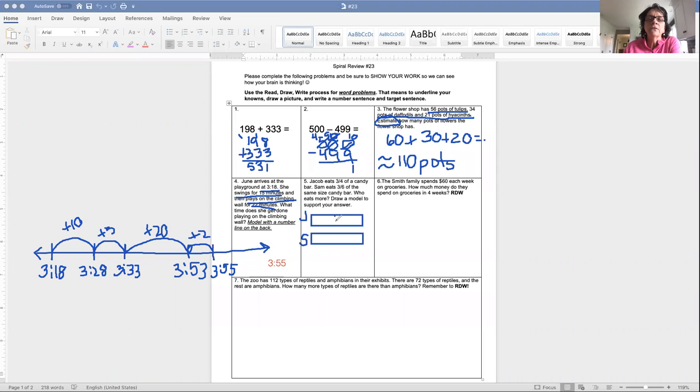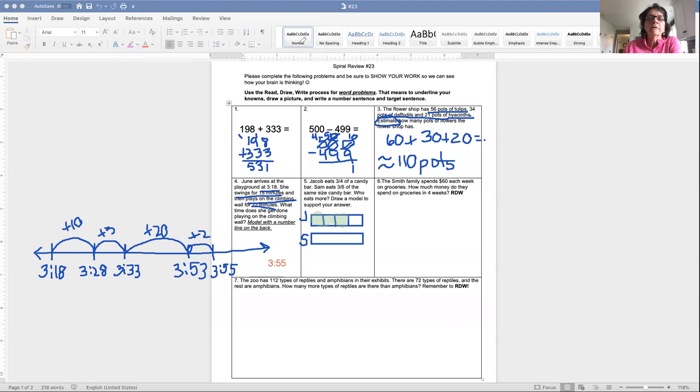All right, Jacob eats 3/4 of his. That means my unit is fourths. So I'm going to divide it in half, and then divide it in half again. And now I have 4 equal parts, so that's fourths. And then I want to highlight 3/4. So here's 1/4, 2/4, 3/4.